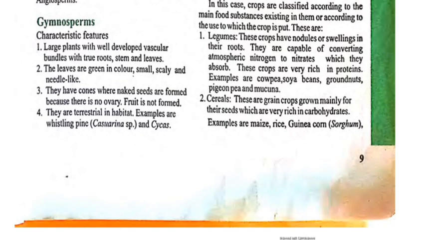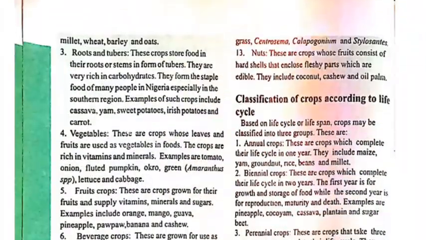These are grain crops grown mainly for their seed, which are very rich in carbohydrates. So when you're talking about legumes, they are rich in protein. Now cereals, they are rich in carbohydrates. Examples are maize, rice, guinea corn. Alright, so let's move. They made a mistake in the number. So millet, wheat, barley, and oats.